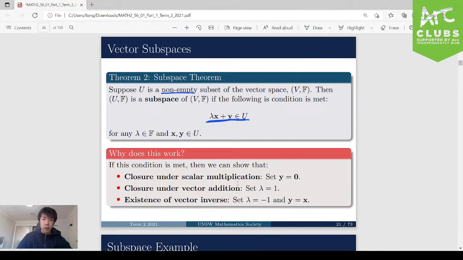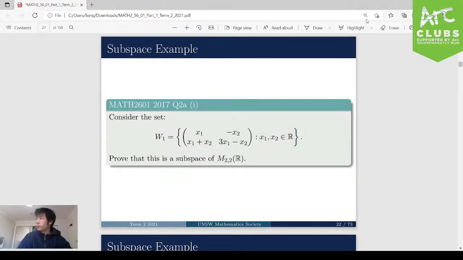Here's a brief explanation of why these are the only two conditions needed, okay? So let's have a look at an example.